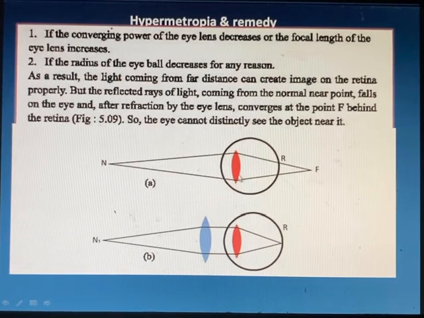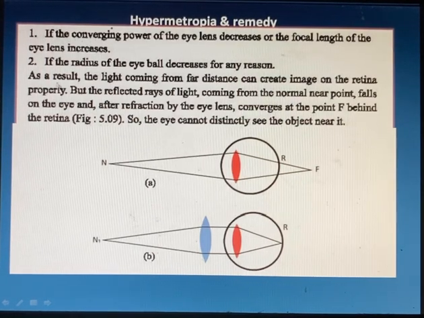And another reason I forgot to mention is that the radius of the eyeball decreases. When the eyeball radius is decreased, then the focus is formed outside the wall. So as a result, the light coming from the far distance can create image on the retina properly.